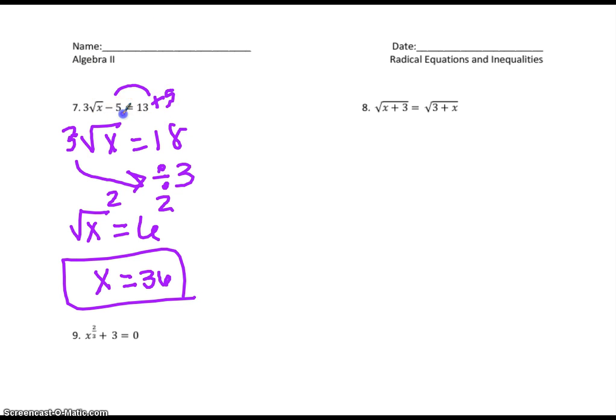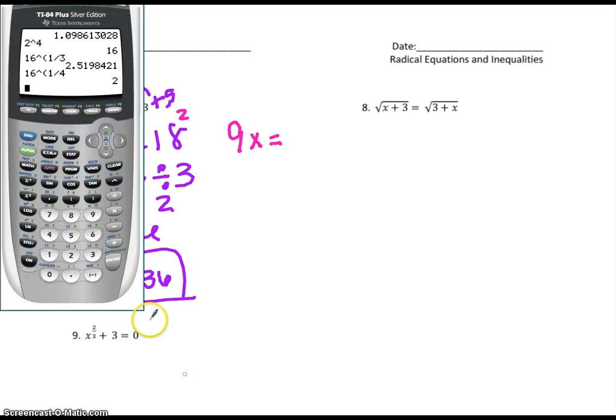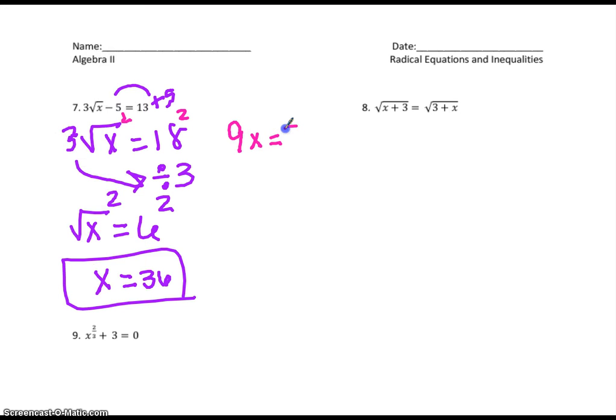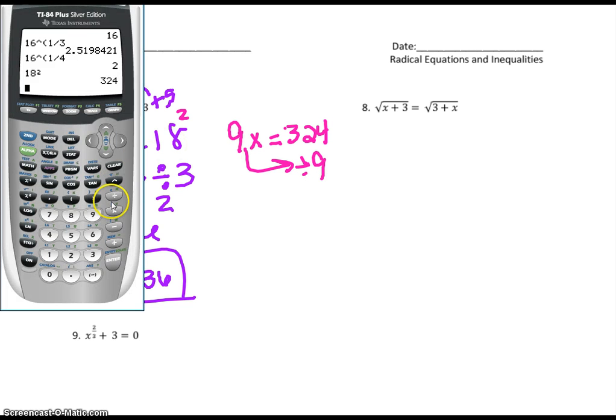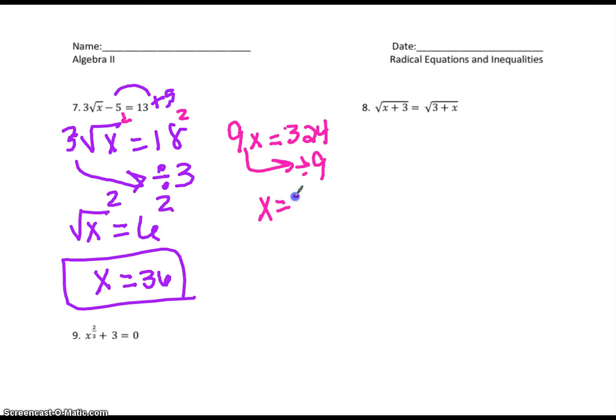If you go ahead and square both sides here, you say 3 squared is 9, the square root of x squared is x, equals 18 squared is 324. Then you bring your 9 over and divide by 9, and you get 36. So either way you do it, you're going to get the same answer. It really doesn't matter.